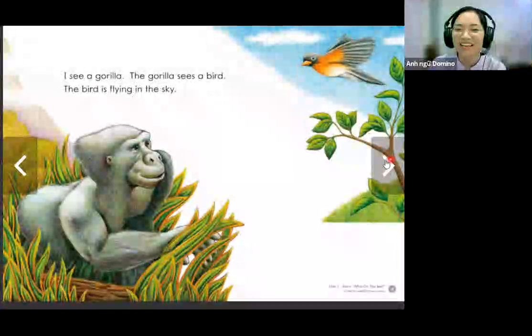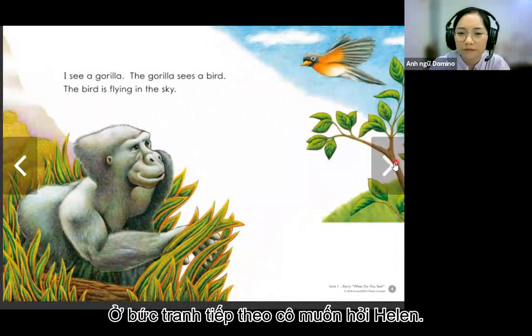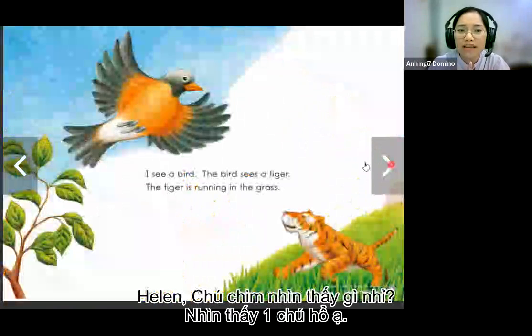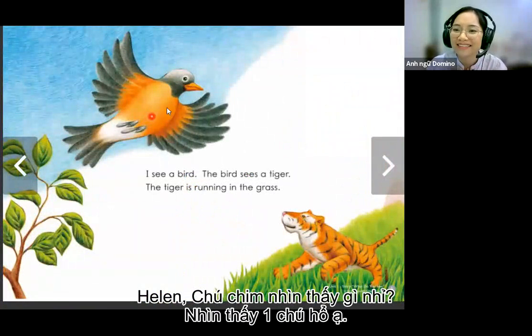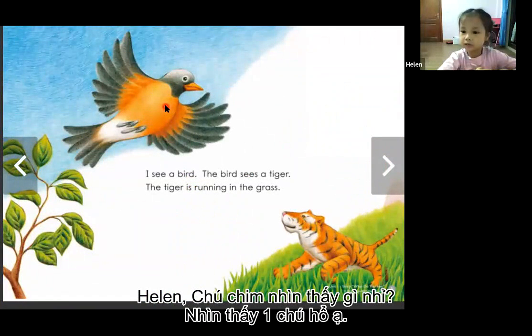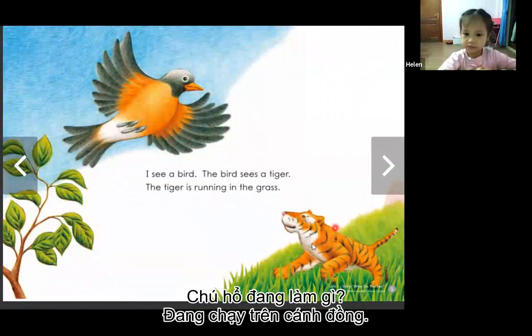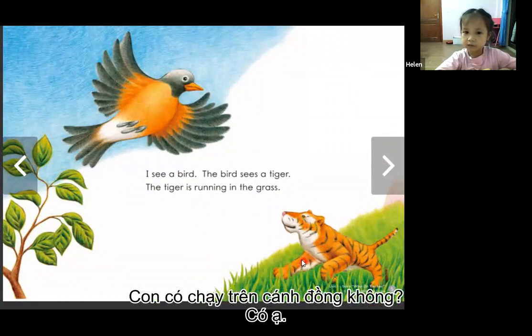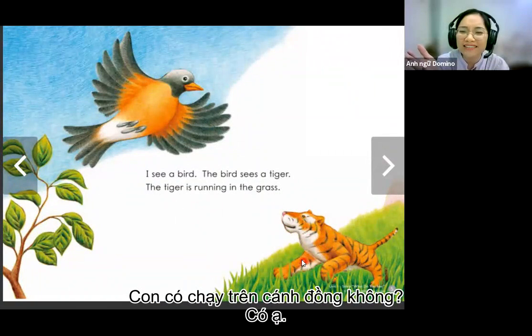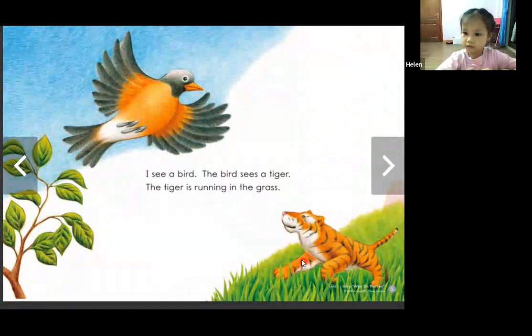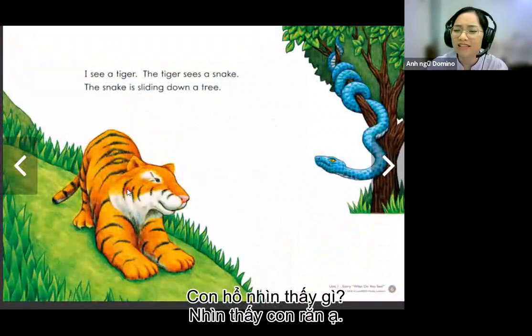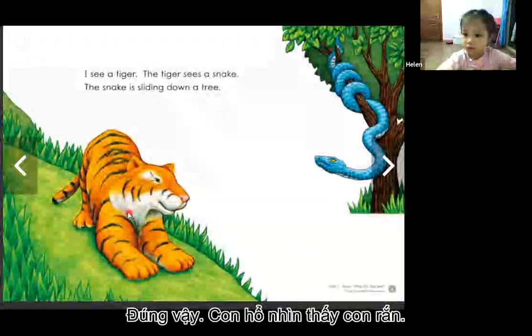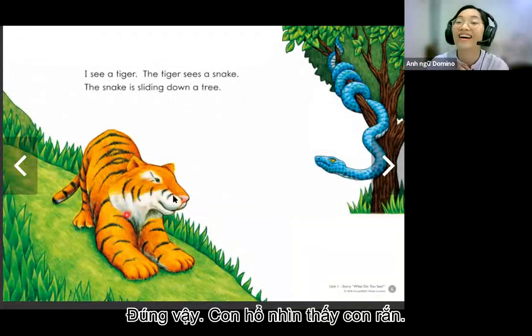In the sky, right? And the next one, I want to ask you, Helen, what does the bird see? The tiger. Okay. What is the tiger doing? Run in the grass. Do you run in the grass, Helen? Yes, right. And what does the tiger see? The snake. The tiger sees a snake.